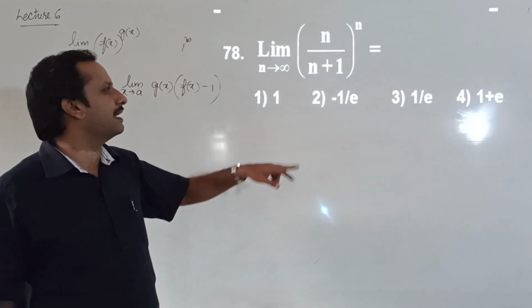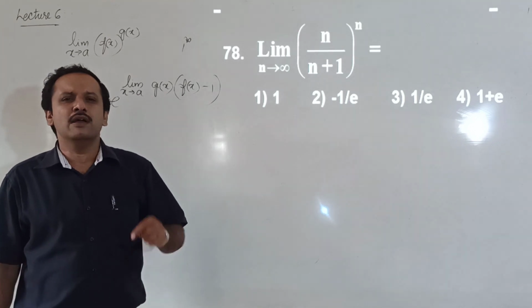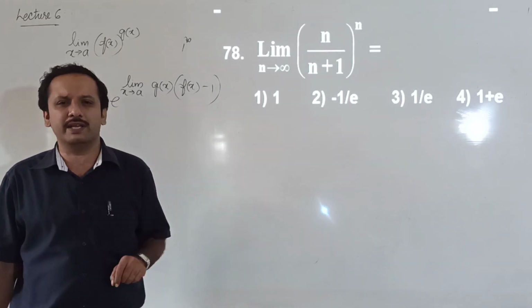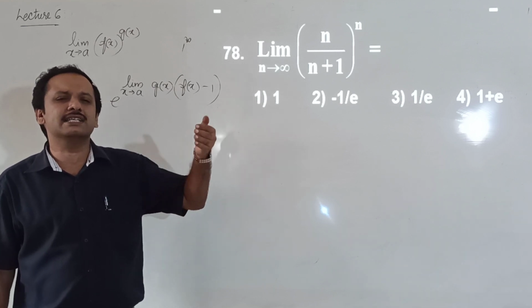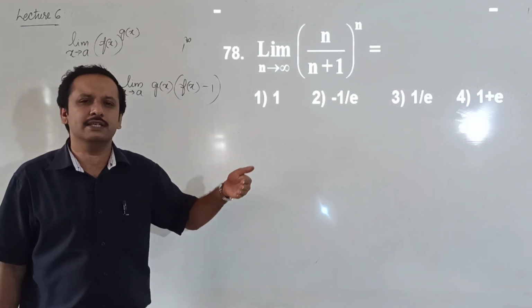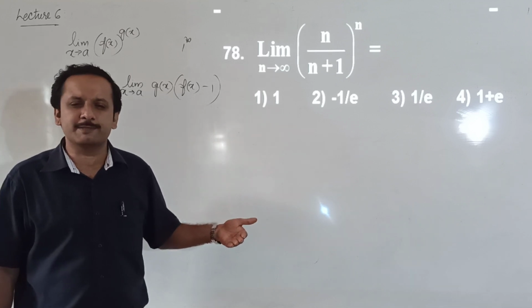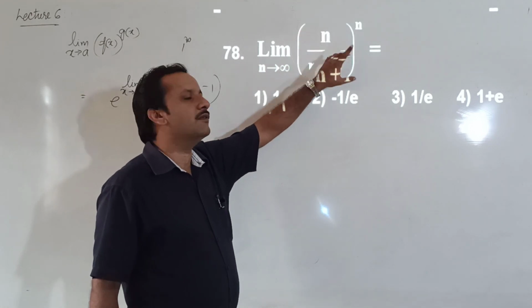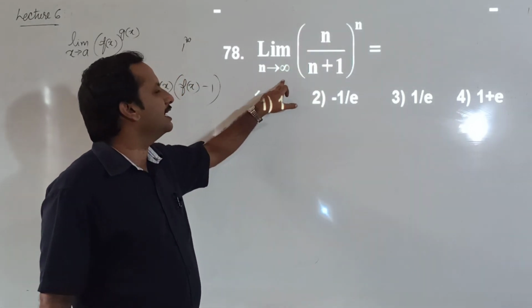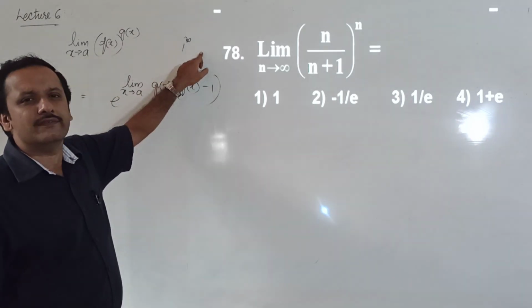If I directly apply the limit, here n by n plus 1, both are polynomials of degree 1. So when both are polynomials of the same degree, the answer is the coefficient of highest power of n divided by the coefficient of highest power of n in the denominator. So 1 by 1 is 1, this expression will be 1. What happens to the power? n is tending to infinity, so the power tends to infinity. This is of the form 1 power infinity.